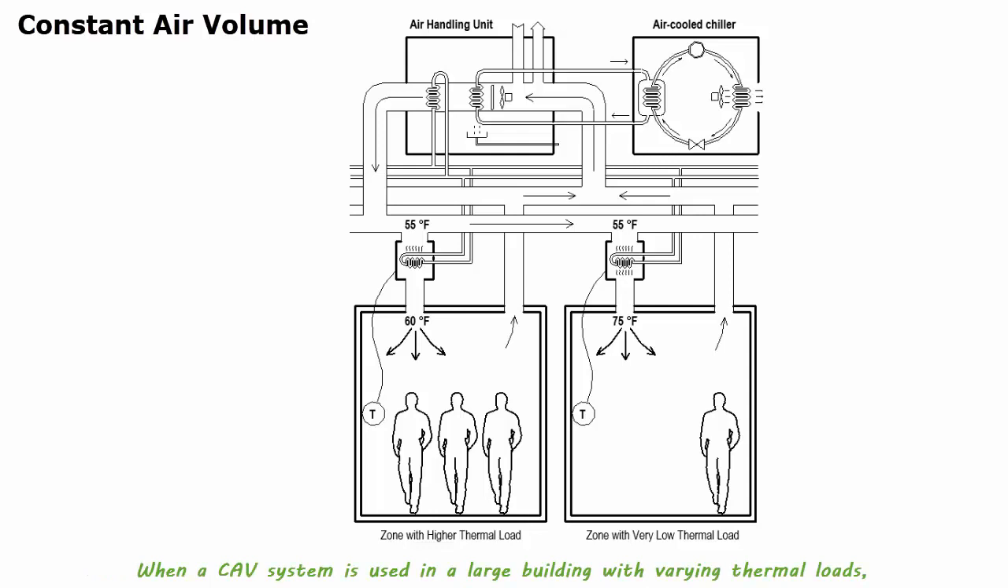When a constant air volume system is used in a large building with varying thermal loads, reheat is needed and is constantly in use to regulate the building climate. This results in poor energy performance because the building is constantly in cooling and heating simultaneously. In a CAV system, the airflow volume is fixed. When the full design airflow is not required, it is impossible to reduce it. This feature makes the system less energy efficient as well.